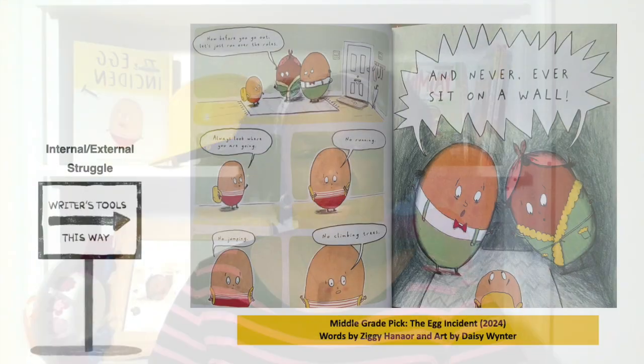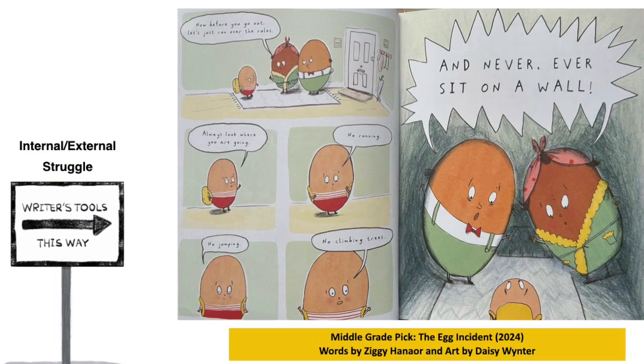Today's middle grade pick is a graphic novel entitled The Egg Incident. The Egg Incident's main character, Humphrey, demonstrates external struggle with a daily fear of trying simple tasks and is worried that something may go wrong because of an incident with their uncle. As Humphrey over-prepares to go outside, his parents tell him, quote, "And never, ever sit on a wall," end quote. That warning leads Humphrey to feel fearful of his every move from walking down the steps to crossing the street.